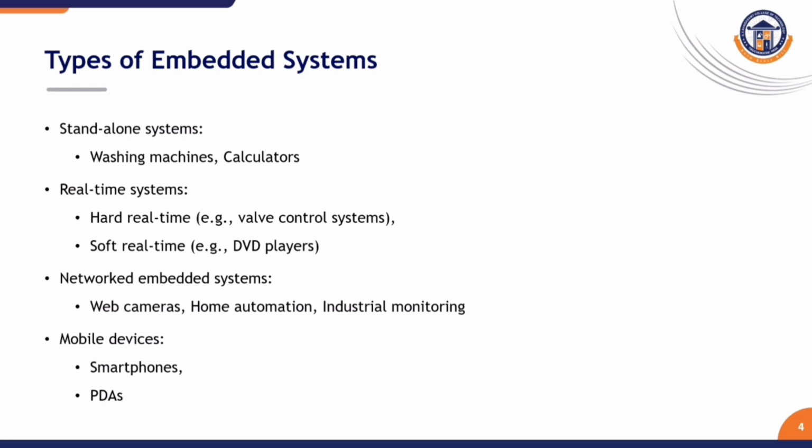So the networked embedded systems. The networked embedded systems are connected through networks for communications. Examples: web camera, home automation systems, and industrial monitoring systems.